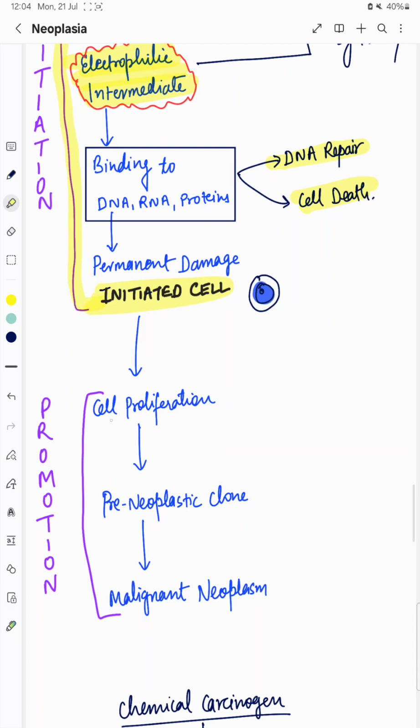This initiated cell further proliferates and harbors additional mutations, or is exposed to some additional mutations, and forms the pre-neoplastic clone, which is further exposed to mutations and will result in the malignant neoplasm.